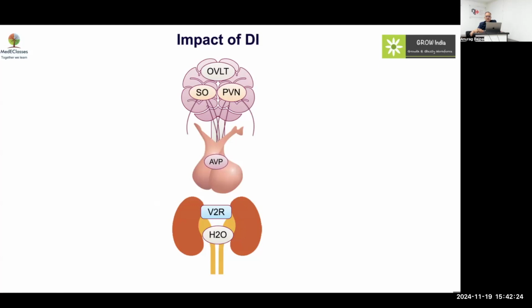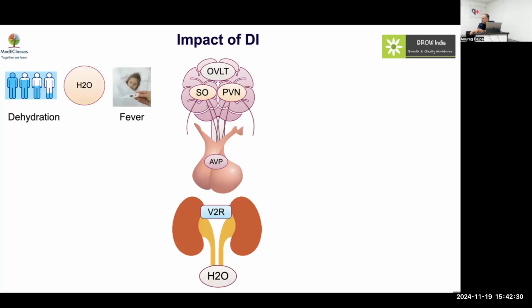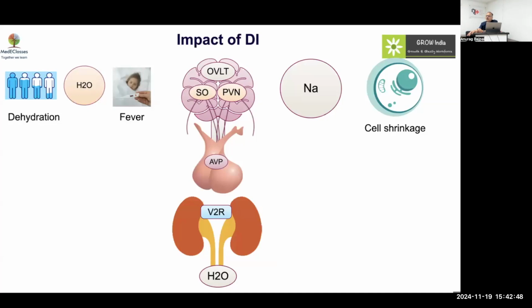So how does DI present? Of course, we know that in DI, AVP is low. You will have polyuria. You will become dehydrated, and dehydration may be there, and fever. This is the classical presentation in early childhood. At that point of time, individuals are not taking water. Hypernatremia is a rare phenomenon unless the thirst is affected, in young children or post-operative. These are the causes in which you will have hypernatremia and cell shrinkage.